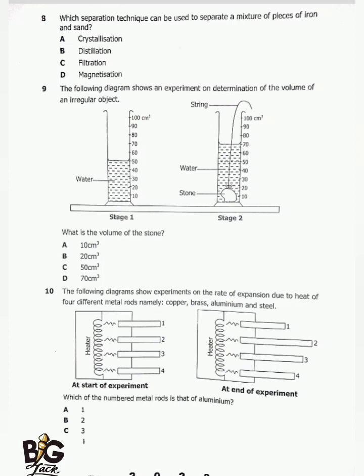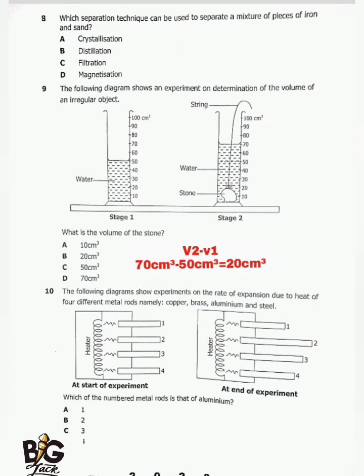Then, once they immersed the stone in water at stage 2, the volume increases and reaches 70 centimeters cube. Then the question is saying, what is the volume of the stone? So volume 2, which is 70 centimeters cube, minus volume 1, which is 50 centimeters cube. Then the answer is going to give us 20 centimeters cube. So the correct answer here is going to be B.